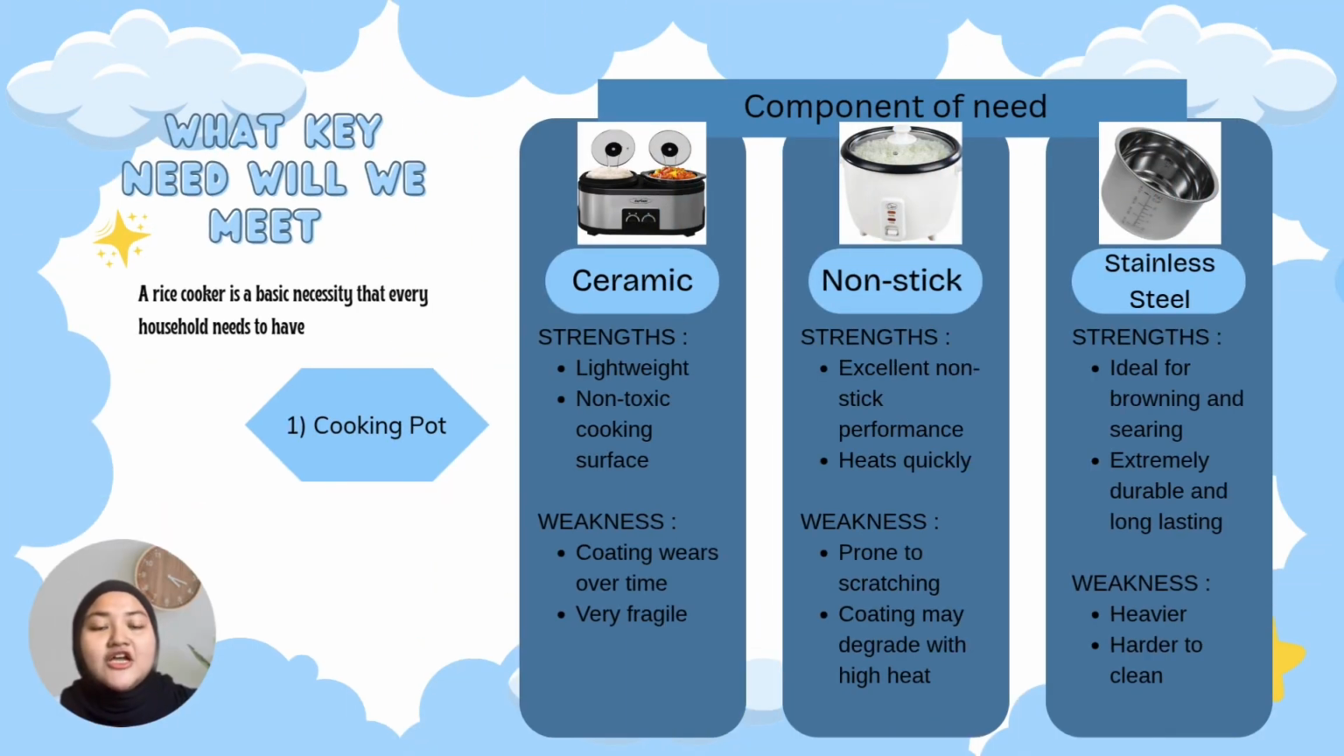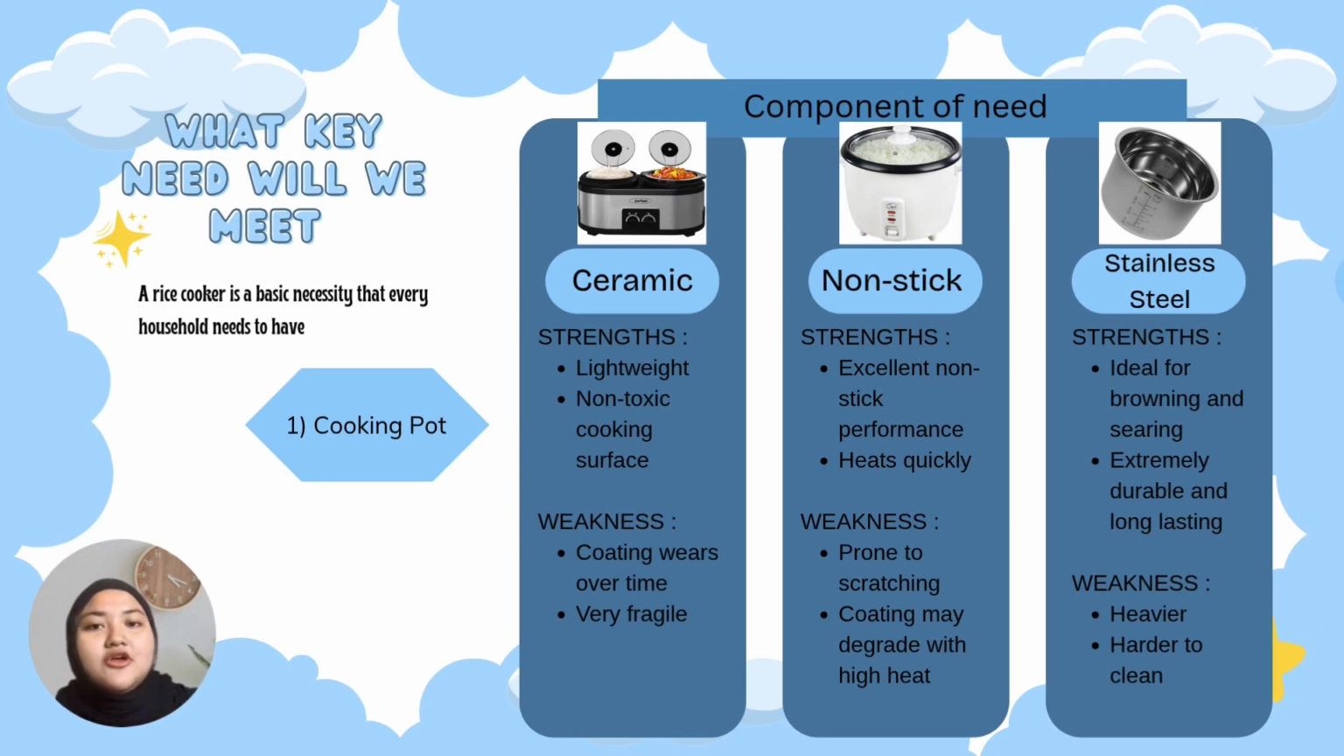So now we're going to talk about what key needs will be met by a rice cooker. A rice cooker is a basic necessity that every household needs to have. The first one is the cooking pot. Basically, we have three types of cooking pot, which are ceramic, non-stick and stainless steel. All of them have pros and cons.